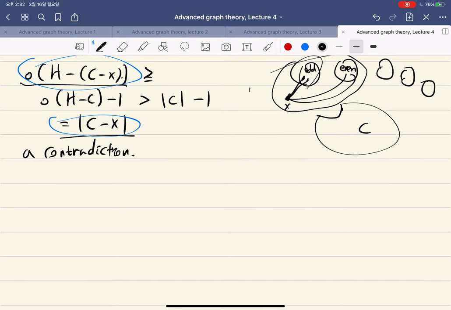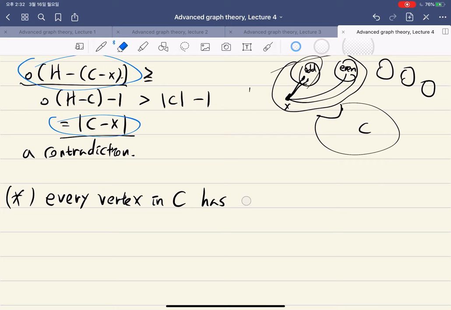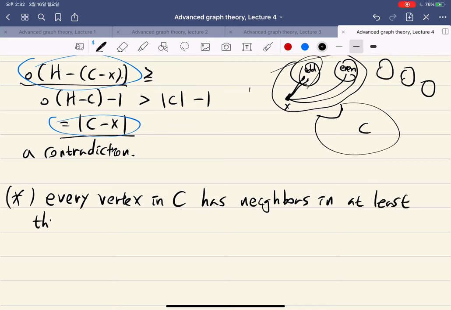So what do we know? Let's say we know that every vertex in C has neighbors in at least three components of H minus C.